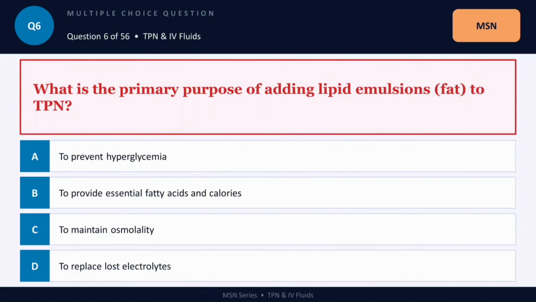Question number 6. What is the primary purpose of adding lipid emulsions to TPN? Option A. To prevent hyperglycemia. Option B. To provide essential fatty acids and calories. Option C. To maintain osmolality. Option D. To replace lost electrolytes. The correct answer is option B.